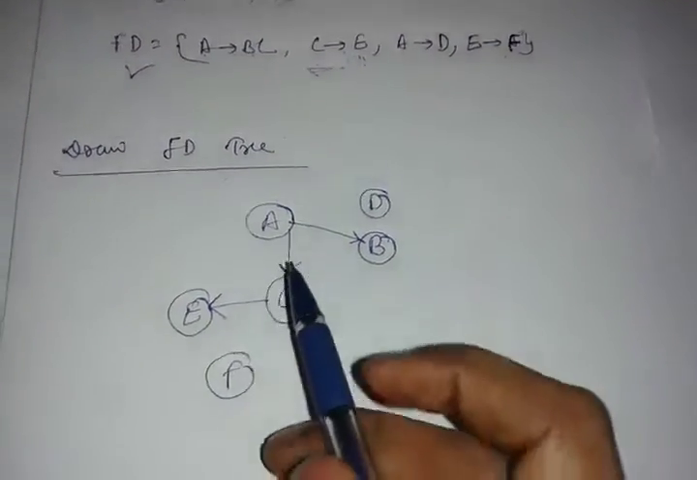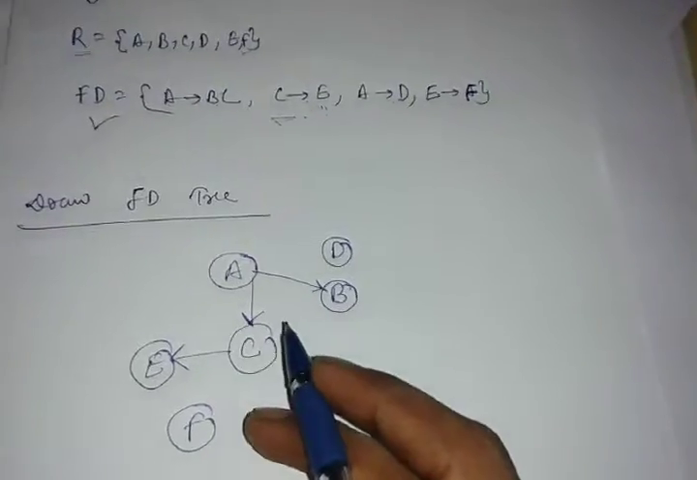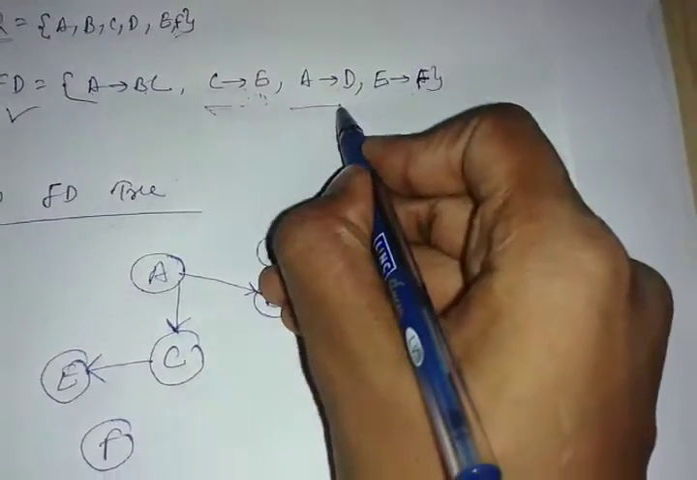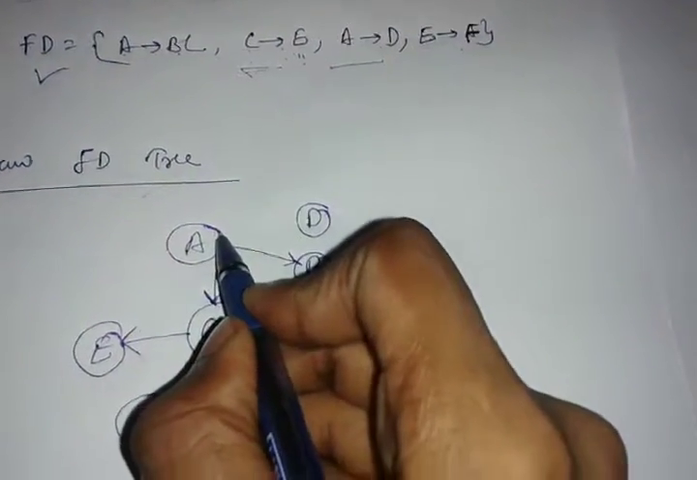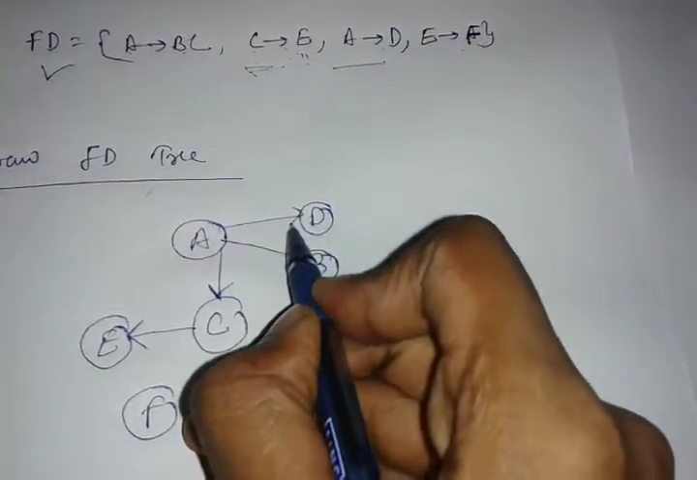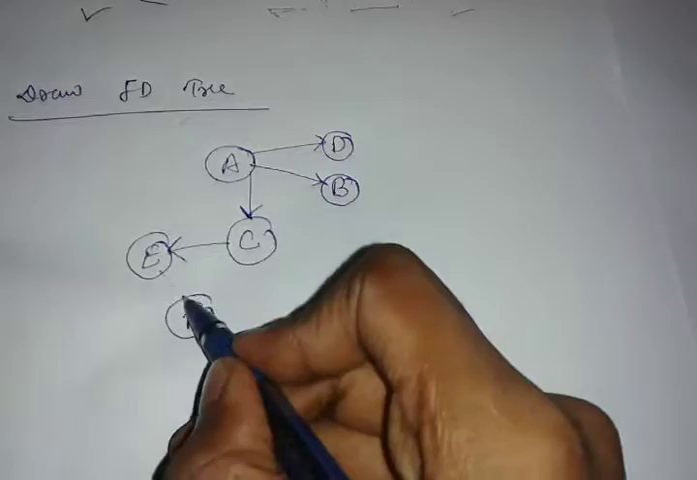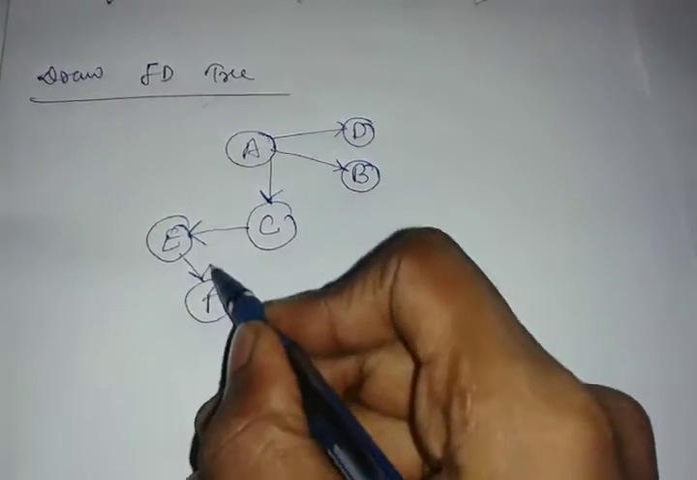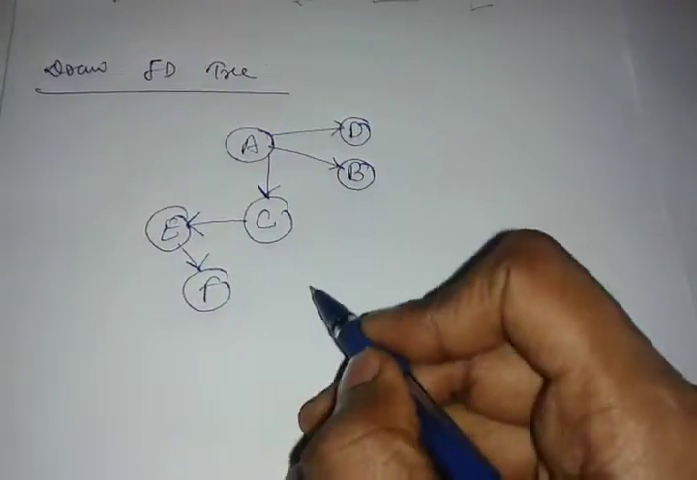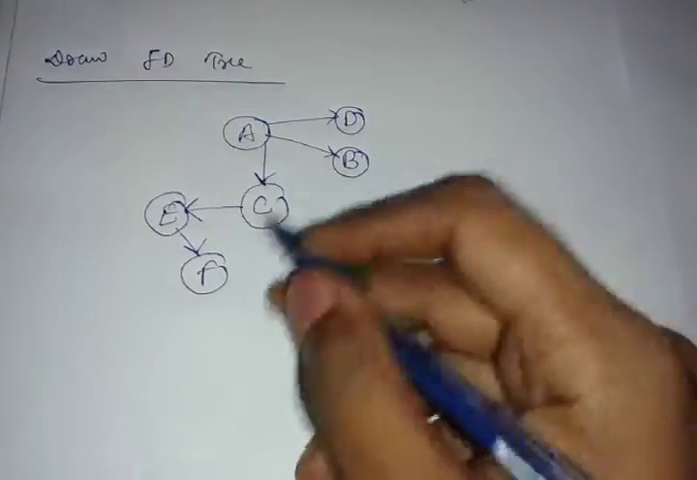Fine, you got it. So again we see the next is A tends to D. So here I've mentioned A tends to D. Fine. And again E tends to F. So here E tends to F. Fine. So we have completed the FD tree part.